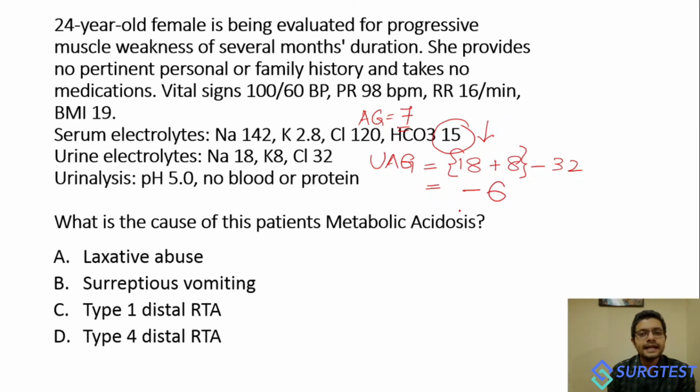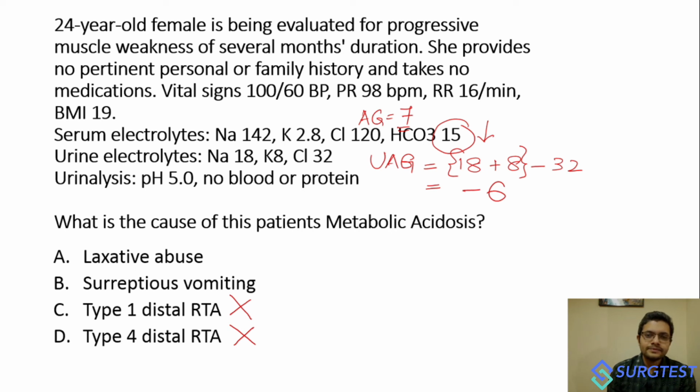This means that this loss of bicarbonate is not having a renal origin. The kidneys are appropriately responding to this metabolic acidosis. That rules out option C and option D. Option C and D are eliminated because it cannot be a renal tubular acidosis. If it were a renal tubular acidosis and the kidney is the culprit, you would have had a positive urine anion gap.